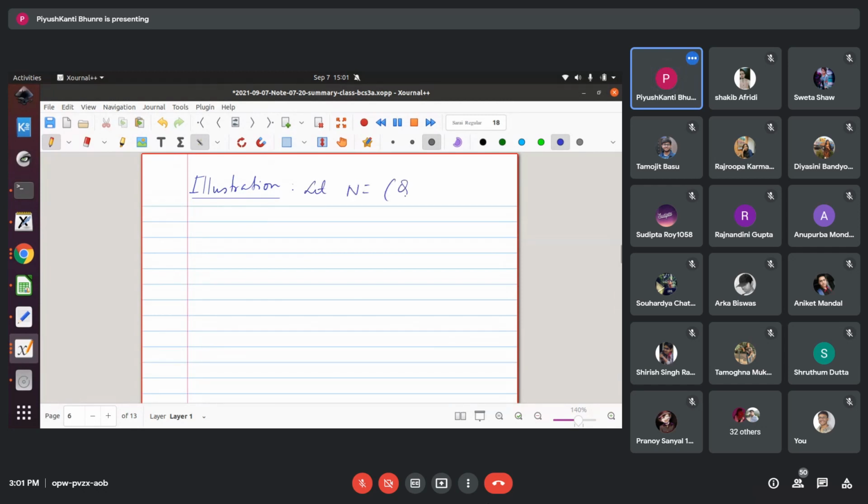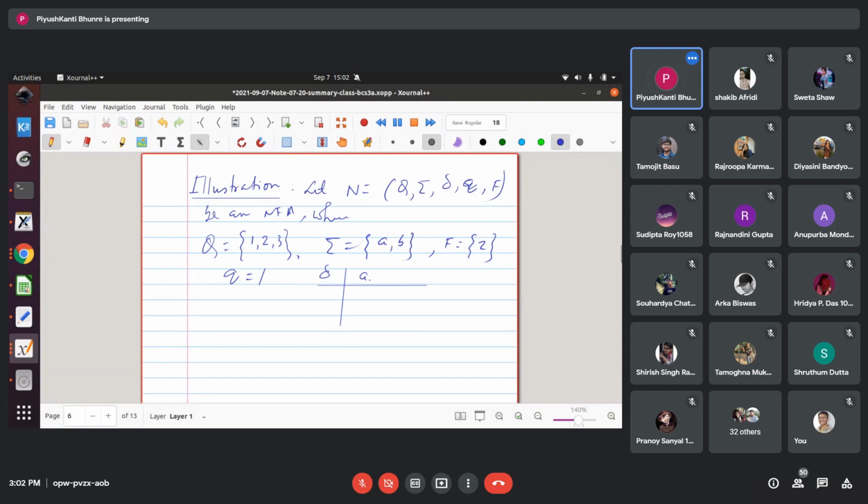Let N = (Q, Sigma, delta, q1, F) be an NFA, where Q has 3 states, Sigma is just 2 symbols, F consists of only 1 state, and q1 is the start state, state 1. The transition function delta is given here in the diagram.